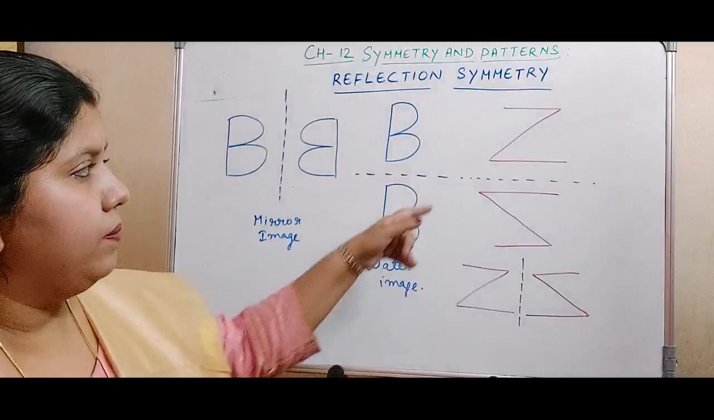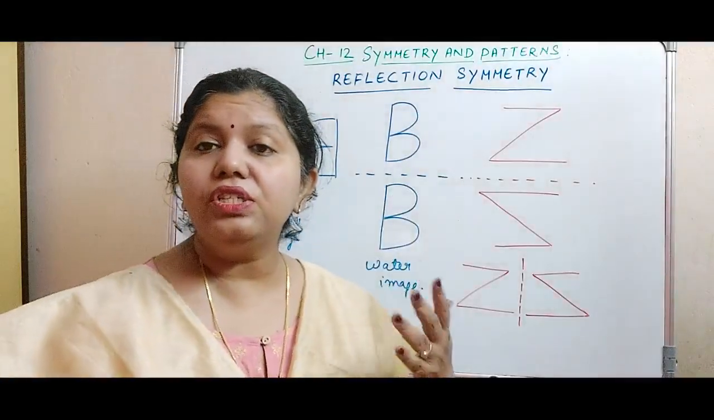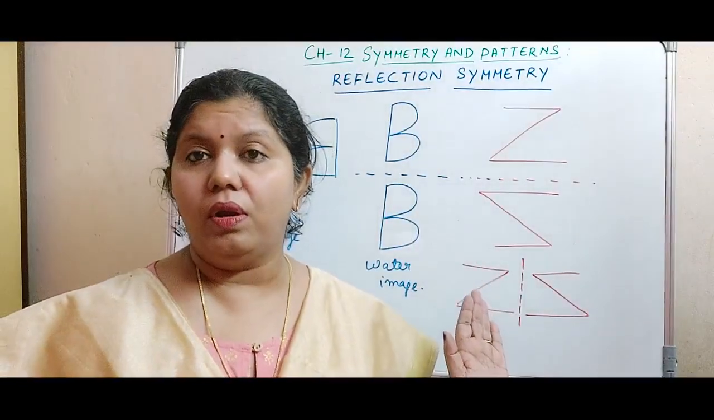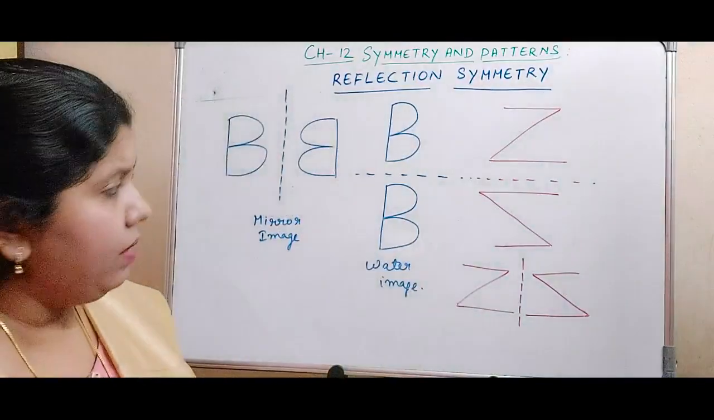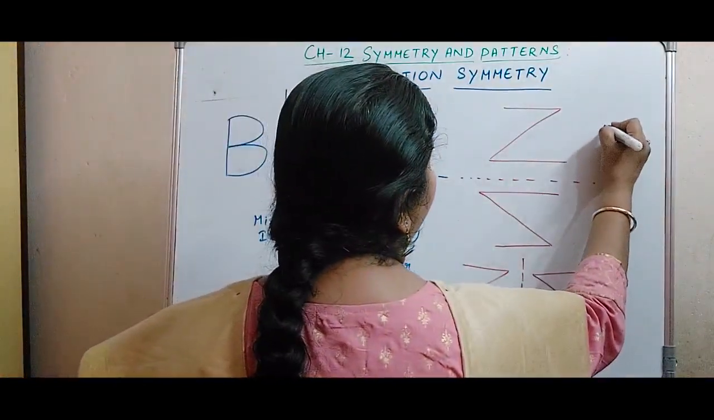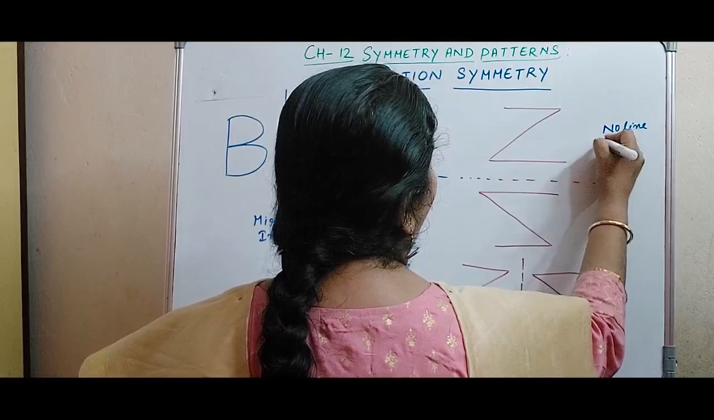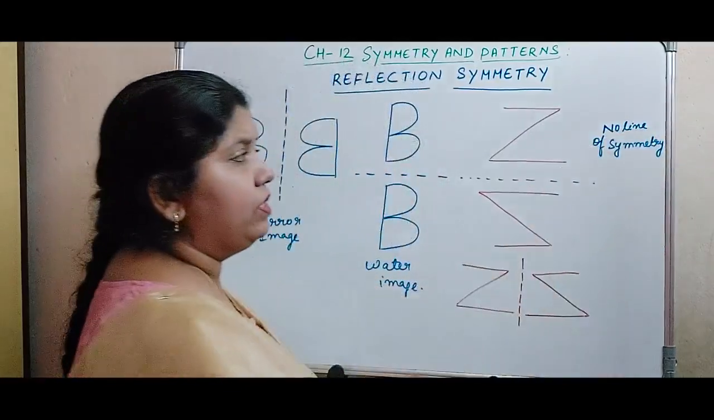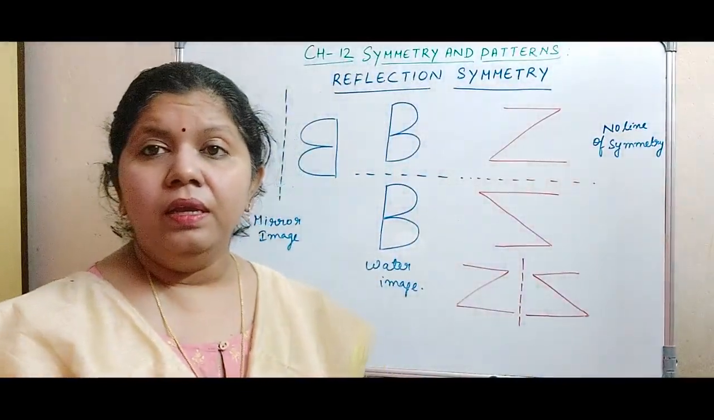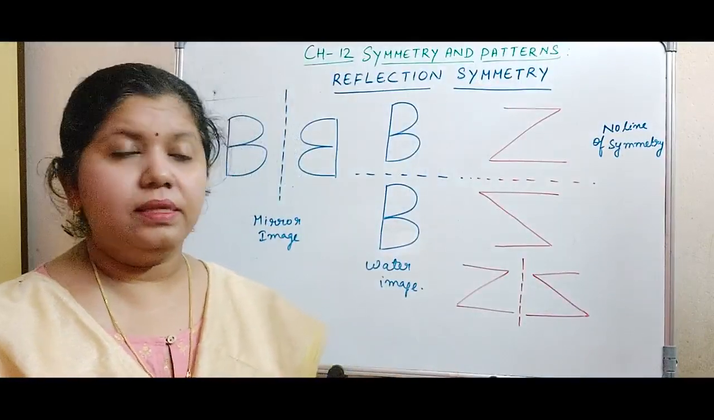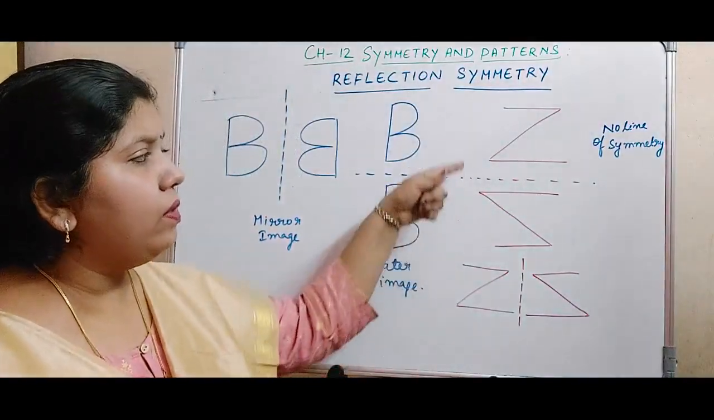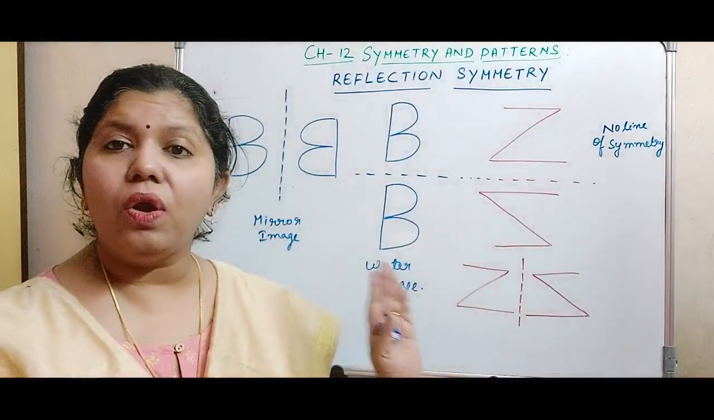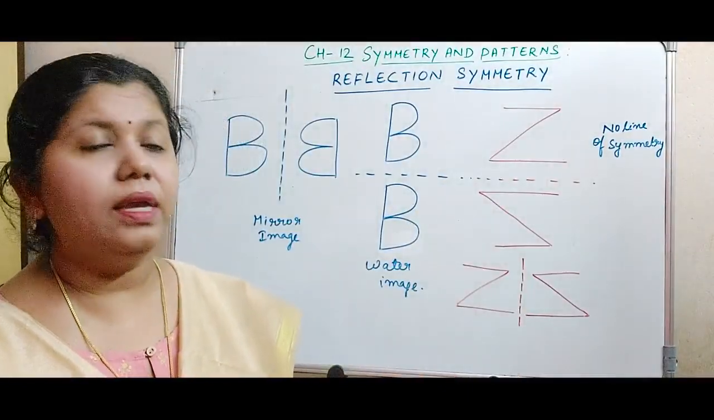Now what about this? This is letter Z. Z is such a shape which does not have any line of symmetry. It has no lines of symmetry at all. So for Z, you will write here, no line of symmetry. Such kind of shape which has no line of symmetry will never look identical in any case, neither in case of water image nor in case of mirror image. They are not at all identical.